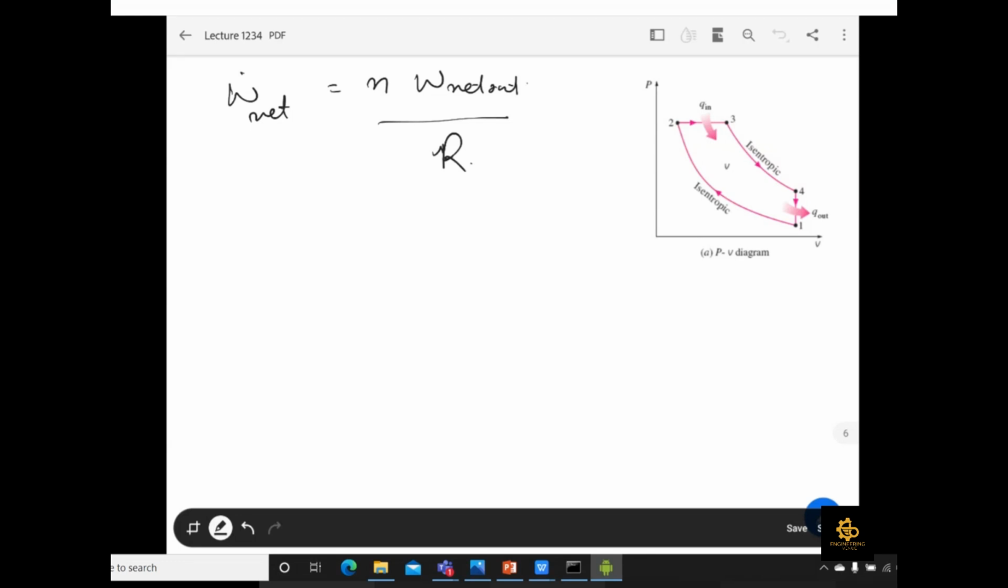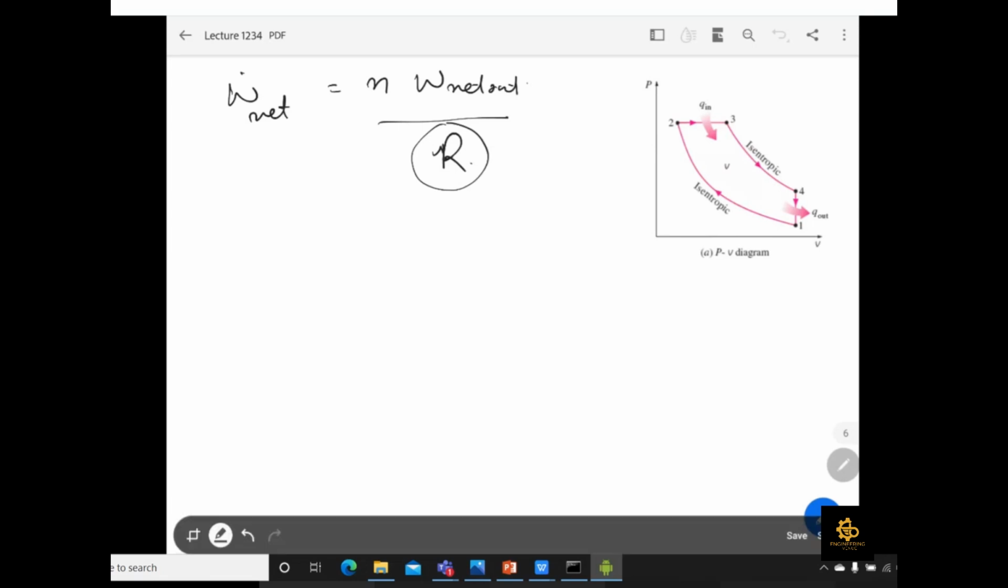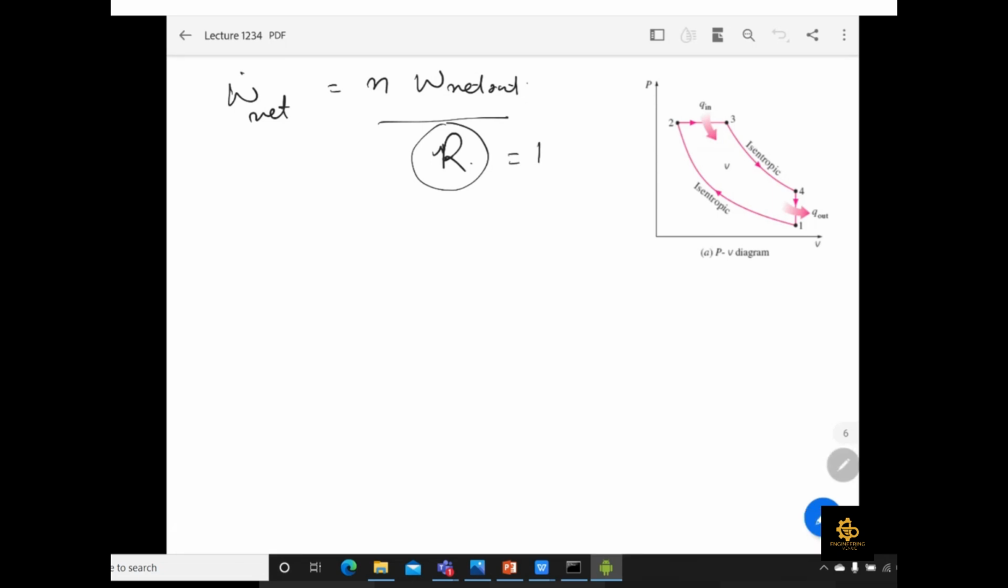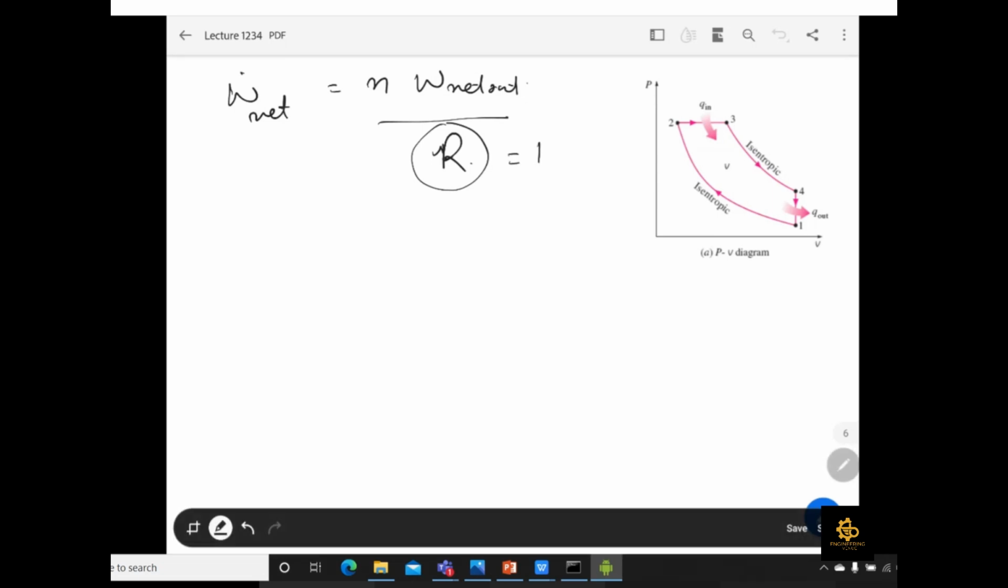Then W net out, you already know that W net is equal to Q in minus Q out. And then the term R. This term R is defined as the number of revolutions in one cycle, which I already defined in the previous slide. So for 2-stroke, it is equal to 1. If it is 4-stroke, it will be 2. In this case it will be 1, so your relation will be N into W net out. You have to remember how many revolutions in the 2-stroke and how many in the 4-stroke.